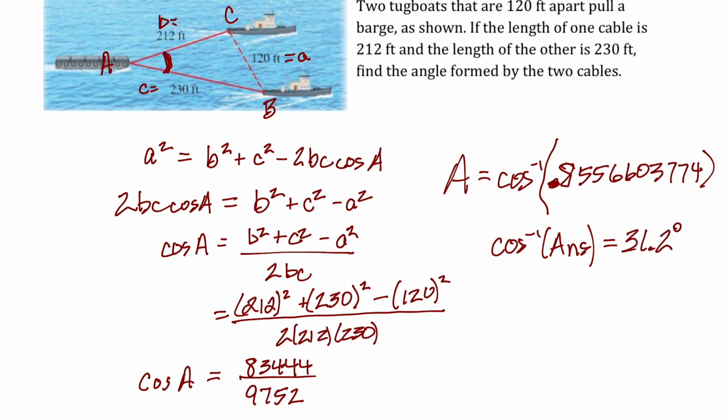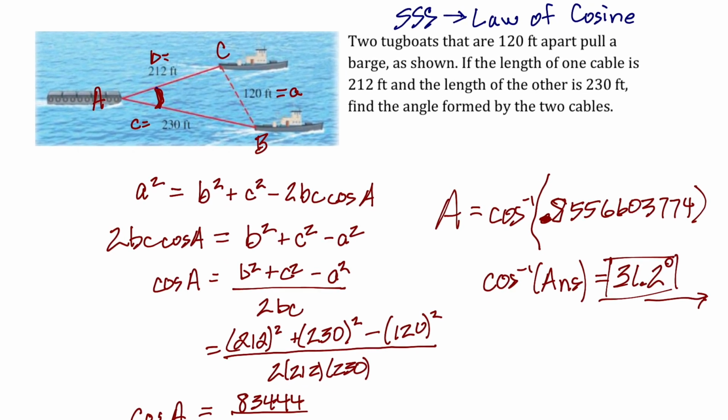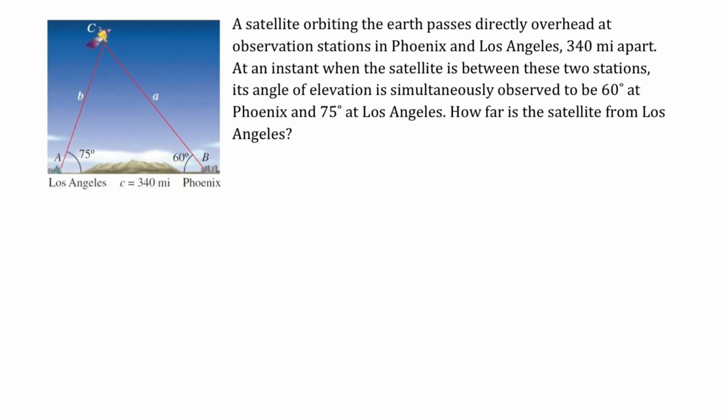It was a long decimal also. There's more stuff to that decimal. But 31.2 degrees, I think, is pretty solid for this problem. So there you go. A second final exam gem that uses the law of cosines because it had a side and a side and a side. Another good example for a final exam problem.